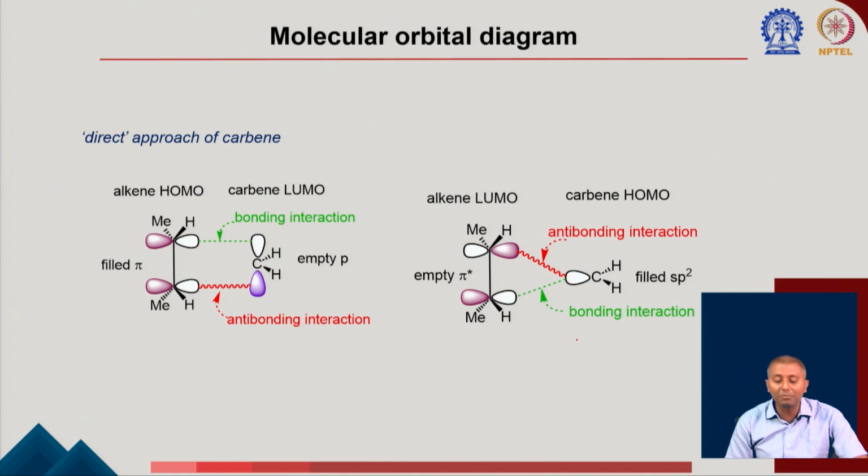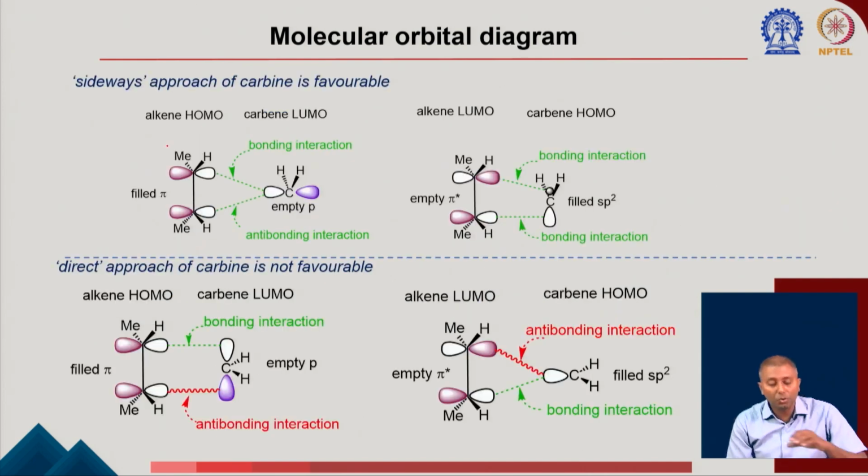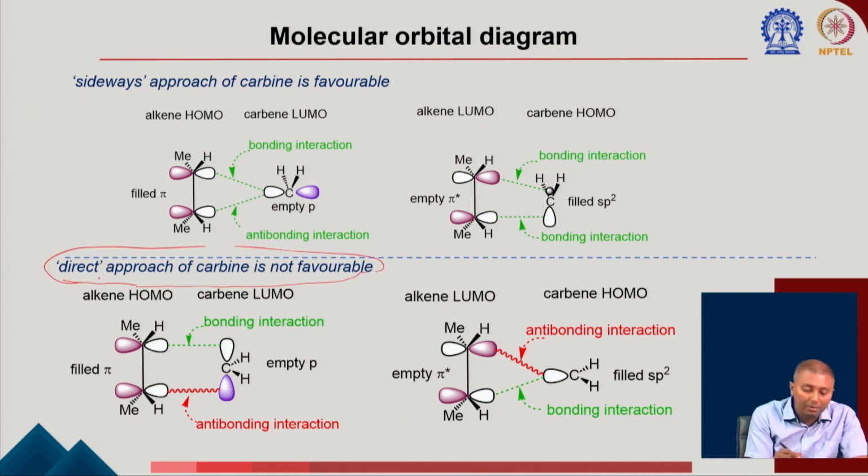Here we can explain this through the molecular orbital diagram, when the carbene is approaching. There are 2 different approaches we can explain: one is the direct approach, and one is the side-on approach, which we have explained here. We can explain both of these in this slide. If you think about the direct approach, which I was trying to show you in the previous slide, it is not favorable, because if you see the alkene HOMO and the carbene LUMO, in one case there is a bonding interaction, but on the other side of this lobe there is an anti-bonding interaction.